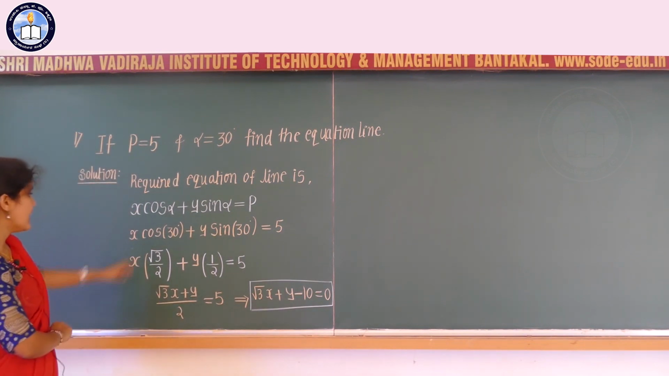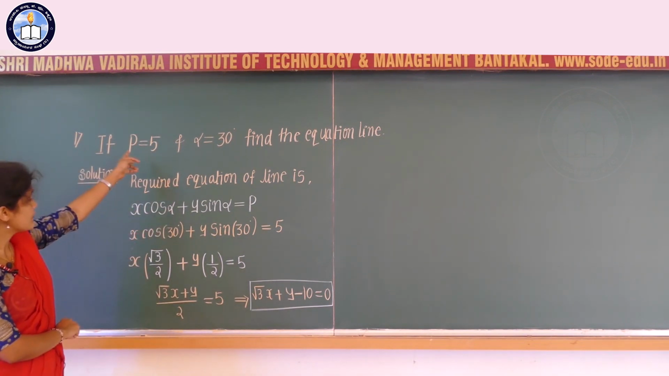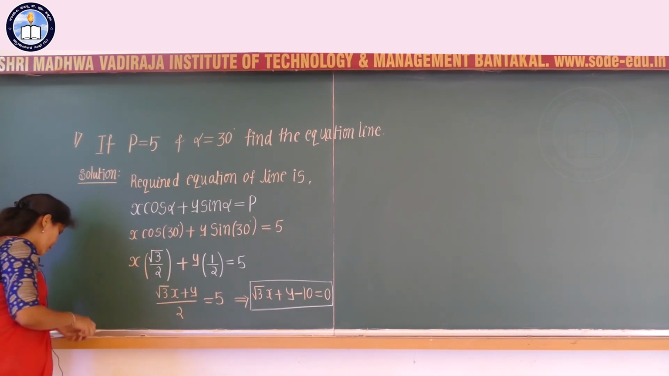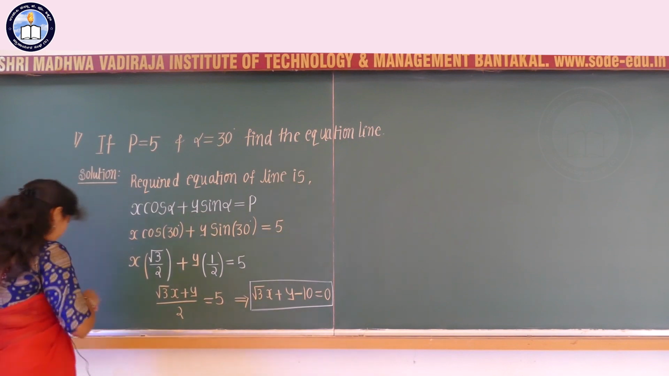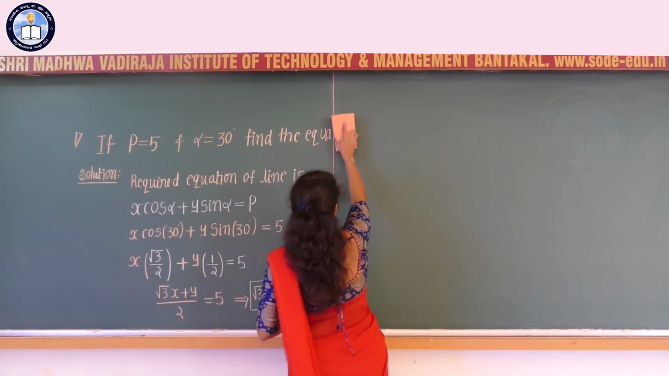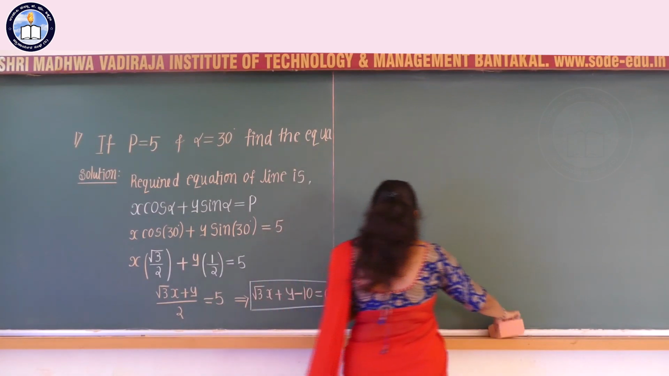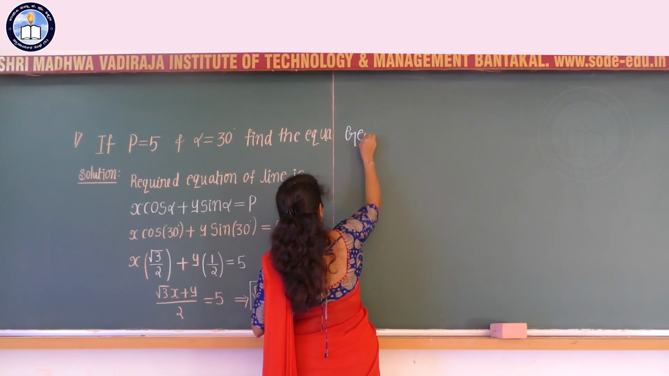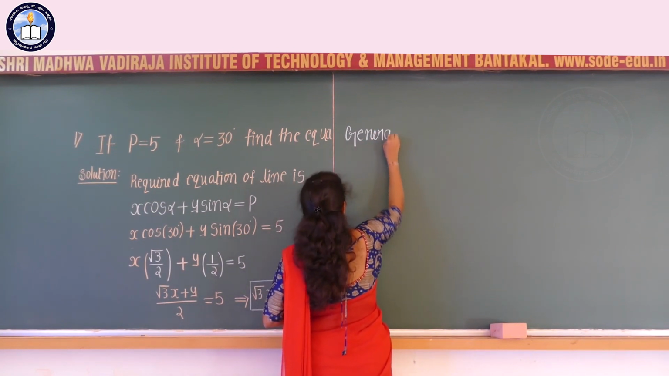If the angle alpha is given and if the value of p is given, then that is nothing but the required equation of the line. So let me continue with the next concept, that is the general equation of a line.